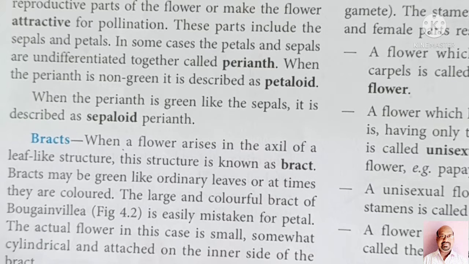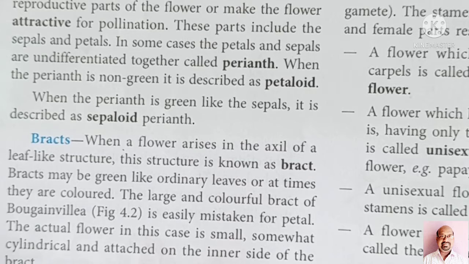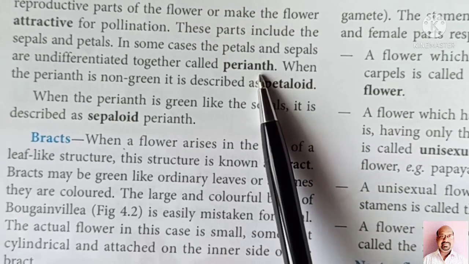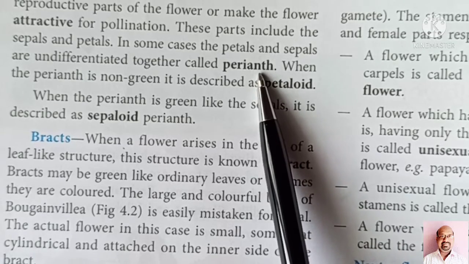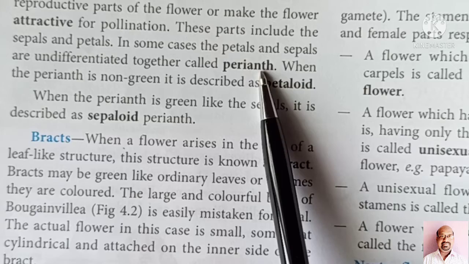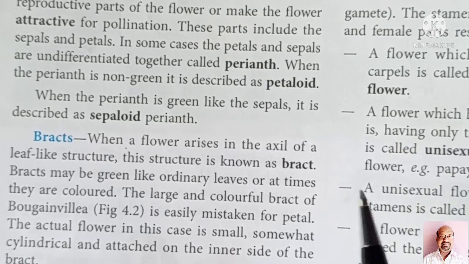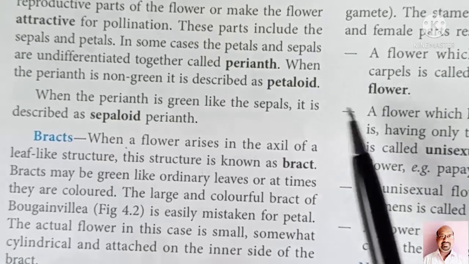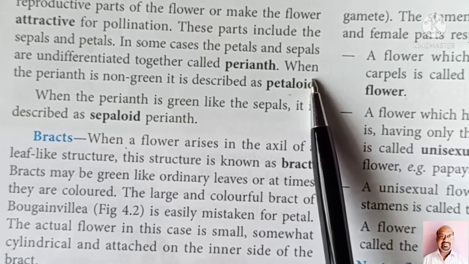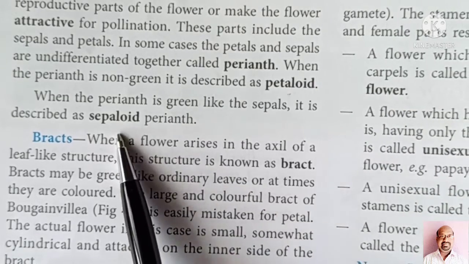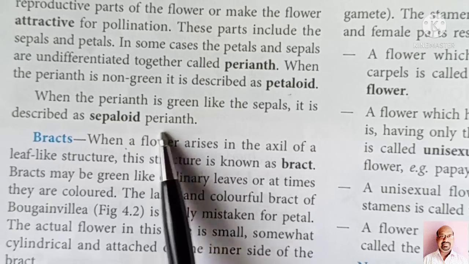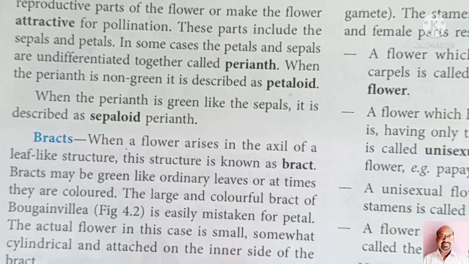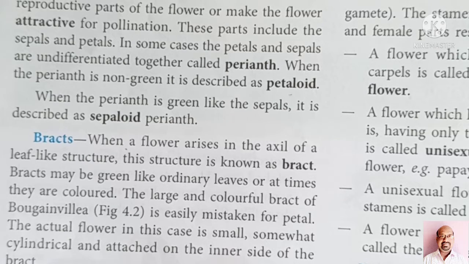In some cases, the petals and sepals are undifferentiated, meaning they are fused. When petals and sepals are fused together, undifferentiated means we cannot tell this one is petal and this one is sepal. It is called perianth. Perianth can be colorful like petals, and it can be green like sepals. If perianth is colorful, then it is called petaloid, and if perianth is green, then it is called sepaloid. So perianth is the fused sepals and petals.